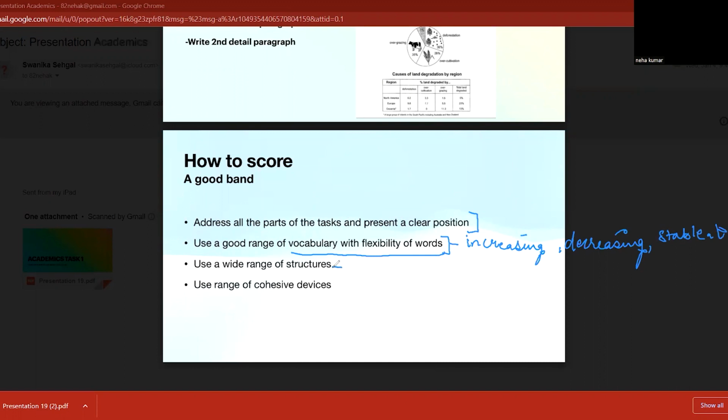Use a good range of structures. In IELTS, you need to write good grammar structures, like complex structures in your sentences, if you really want to score a good band, and compound structures should be included. Then good cohesive devices like furthermore, moreover. Cohesive devices are nothing but your one idea flowing into another idea. You are clearly mentioning that this is your first point and this is your second point, and your ideas are very connected. So these are the 4. If you keep all these things in your mind, you will be able to write a very good report.